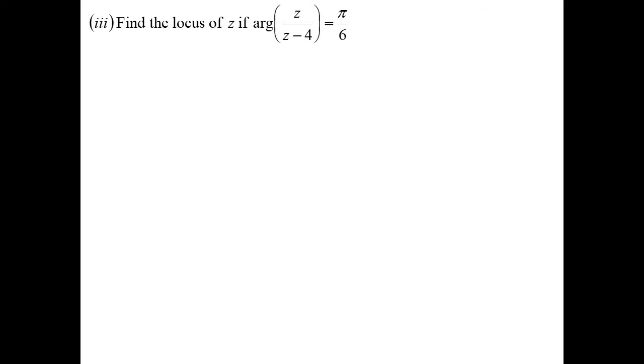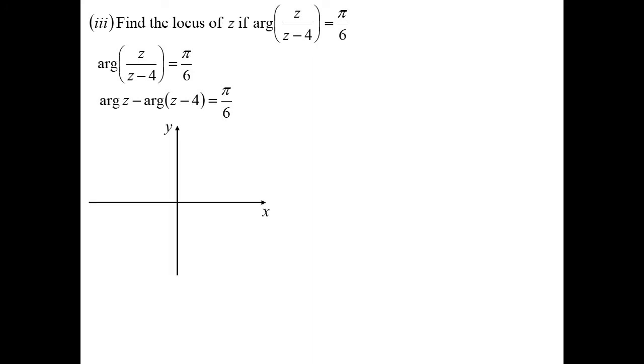Locus of Z where the argument of Z on Z minus 4 is pi on 6. What have we got? So the argument of Z on Z minus 4 is pi on 6. It's like saying omega is equal to that argument. We just haven't put the pronumeral there. So the output is going to be this argument. If I split it up, it becomes more obvious why we end up with the arc of a circle. Remember I said it's going to be an arc of a circle, linear function on linear function. We're saying the difference between the two arguments is always pi on 6.